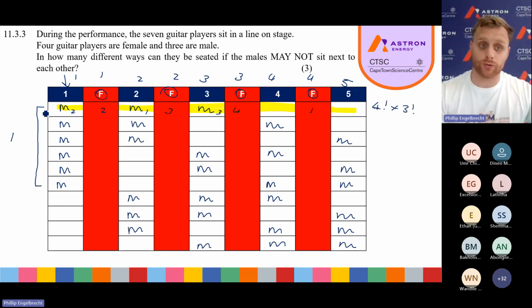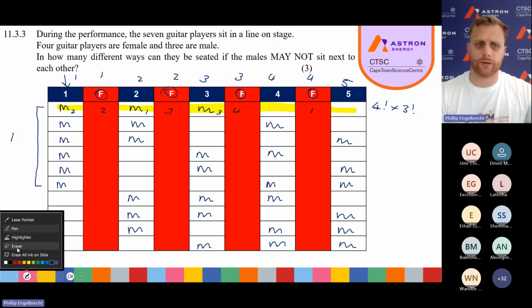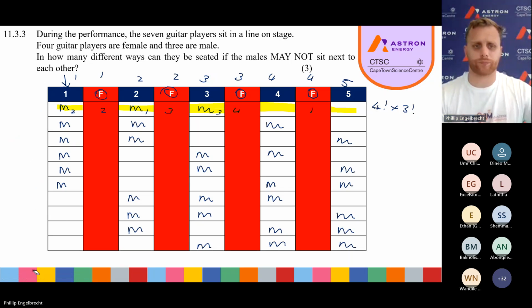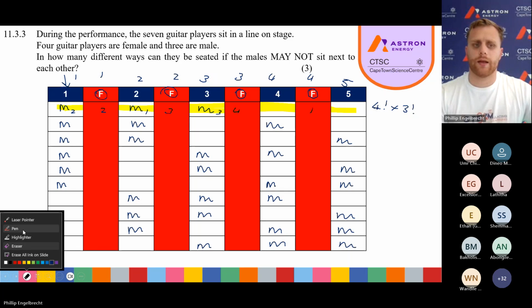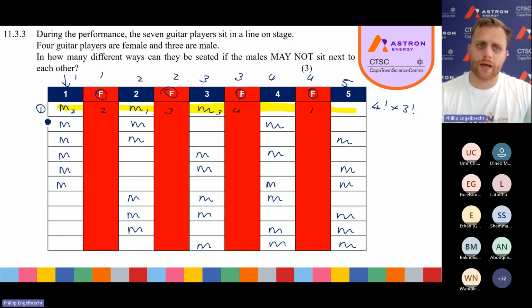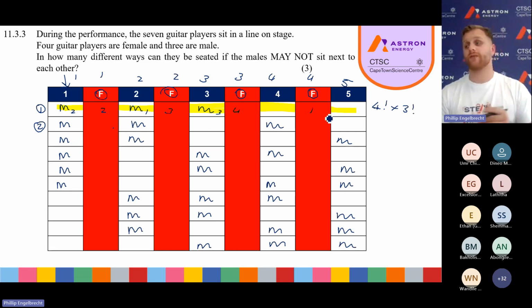Let's go to column 2. Okay, let me just take out my highlighter pencil again. Eraser, let's just erase this. So this was column 1. Let's go to column 2. Again, these are the ways in which I can position the males and the females. Now, again, I can swap that first male with the second male, the guy who's standing second. All right. Again, it's also 4 factorial times 3 factorial.